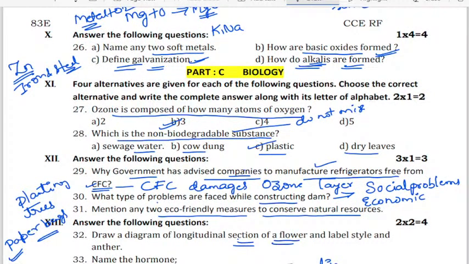In my next video, that means today, if I have time, I will be discussing another question paper, but tomorrow morning I will be discussing the heredity and evolution concept. Day after tomorrow I will discuss our environment concept, followed by sustainable management of natural resources.